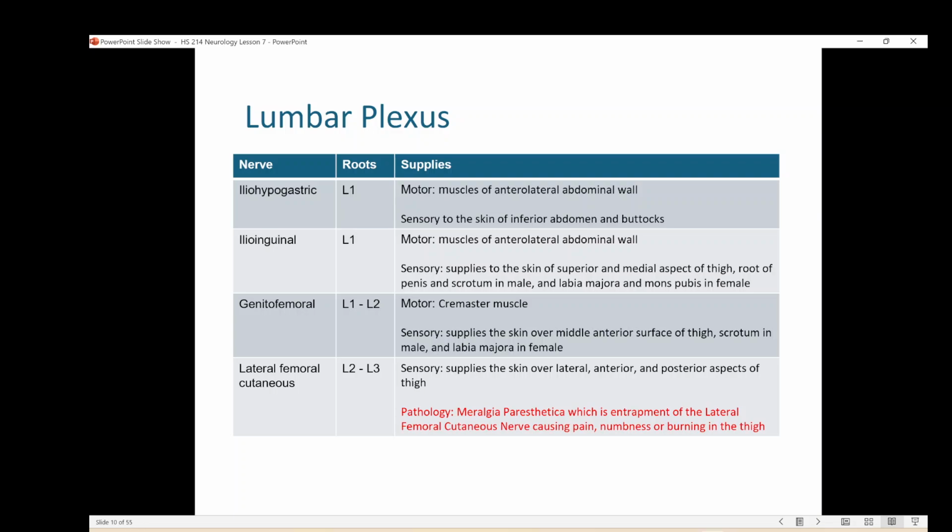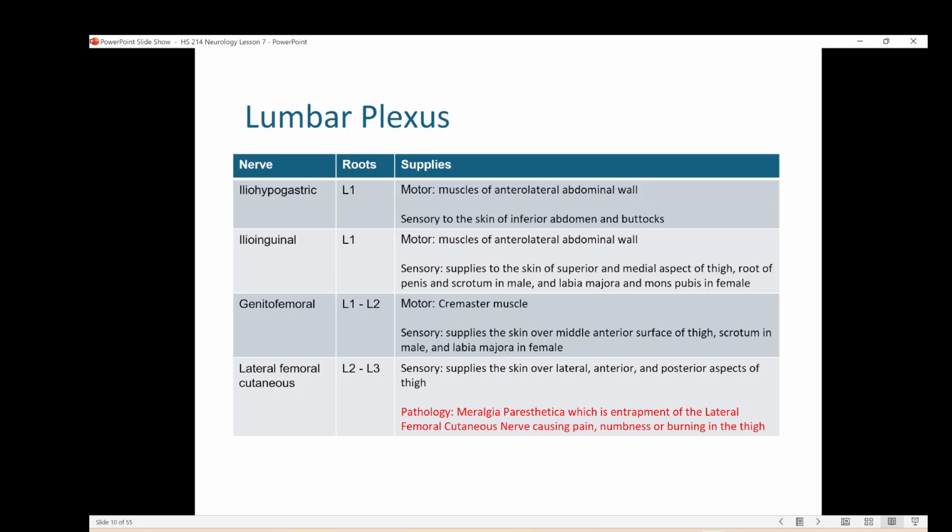The genitofemoral nerve is going to come from L1 and L2. Now, motor is to the cremaster muscle. This is a muscle in the male that will help to elevate the testes and descend the testes based on temperature, as well as during sexual function. So this is a muscle that is unique to the male. As far as sensory, it supplies the skin over the middle anterior surface of the thigh, the scrotum in the male, and the labia majora in the female.